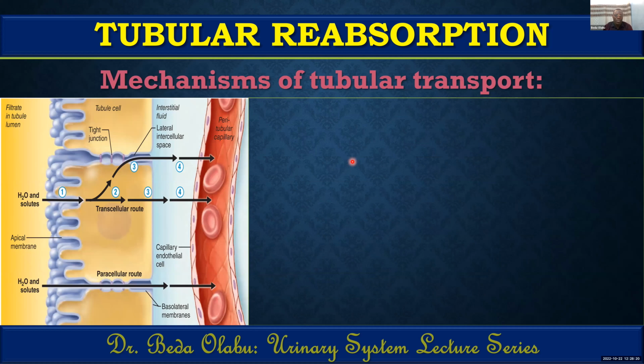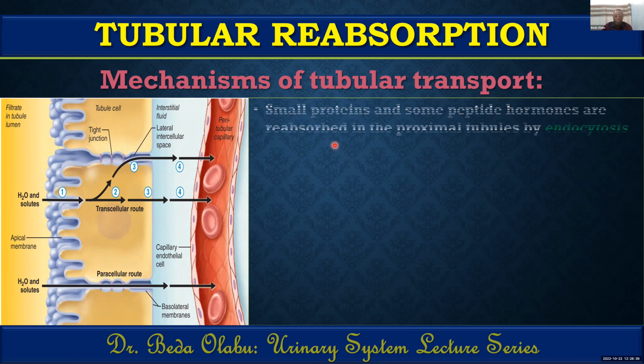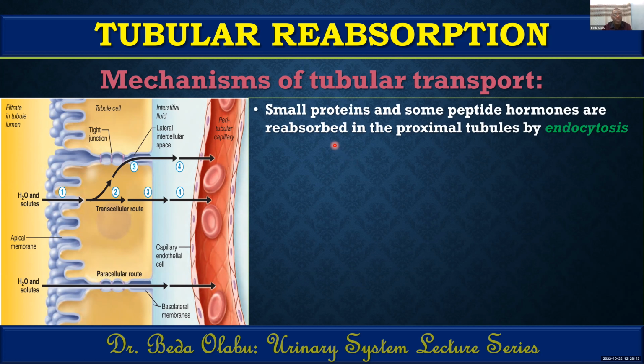I want us to talk about mechanisms of tubular transport. What mechanisms does the kidney use to transport substances, especially the mechanisms of tubular reabsorption. There are some small proteins which may be found within the filtrate, and some small peptide hormones that are also found within the filtrate. These usually go back through the process of endocytosis. Remember, they're not very small molecules, even though I'm calling them small proteins. They're not as small as sodium, chloride, and the like. So these will be transported through endocytosis, where the cell engulfs the material into it, and so it's reabsorbed.